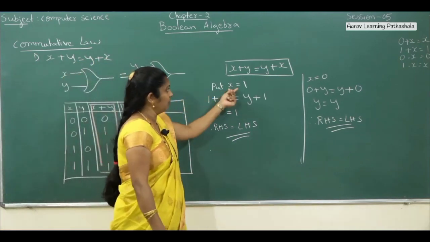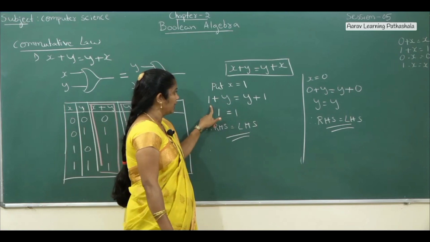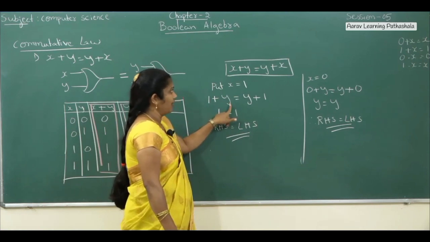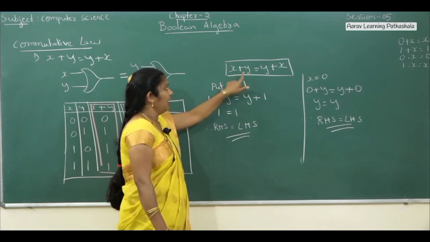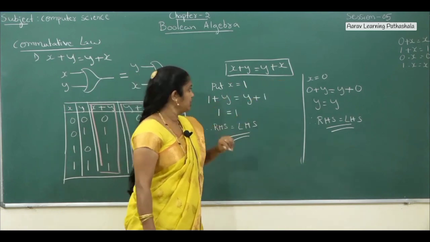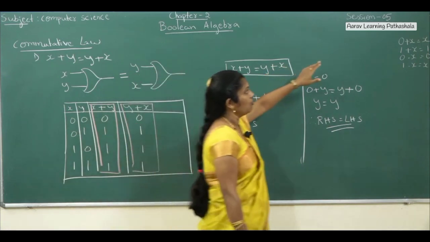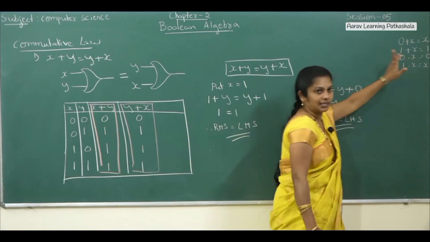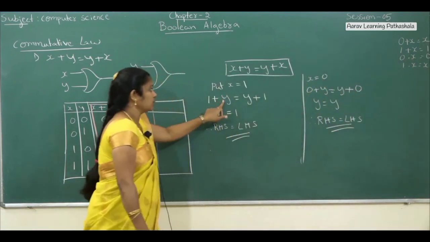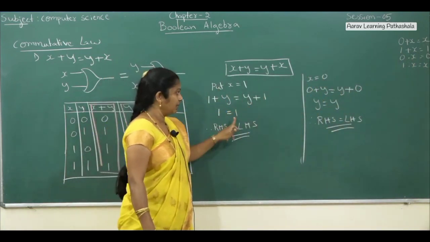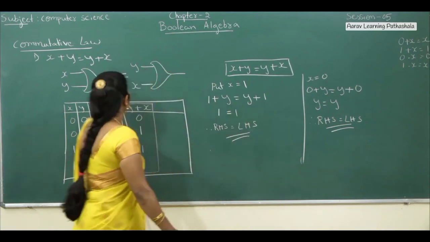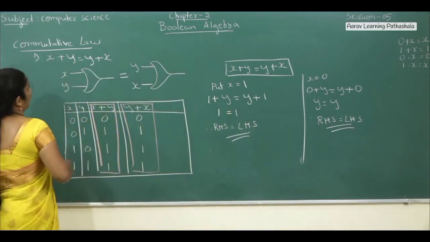In the perfect induction method, on the place of x we write 1, so 1 plus y, with y as it is, using the law of addition. The law of addition states that 1 plus x is nothing but 1 only. That's why 1 plus y is nothing but 1, and y plus 1 is nothing but 1. This is your first law of the commutative law.